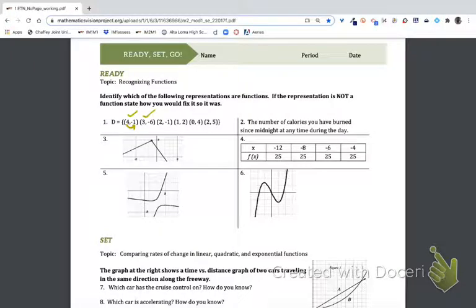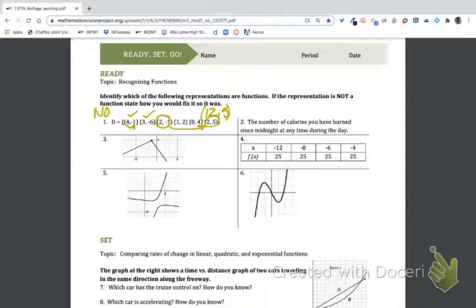2 goes to -1, but 2 also goes to 5, which tells me that this is not a function. And in order to fix this, what you would do is you would either change the 2, -1 or the 2, 5, and maybe we just say that this is, instead of a 2, 5, it's a 12, 5. This is now a function.